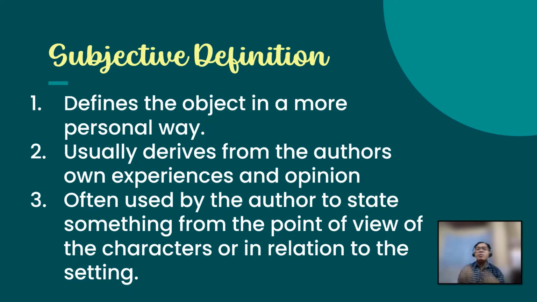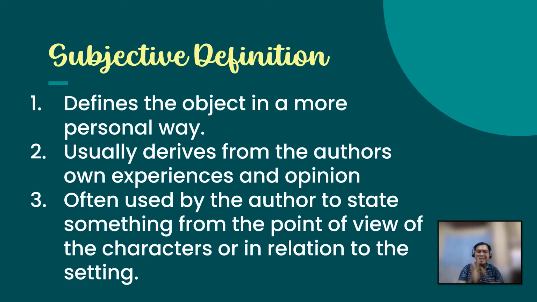Now, when we say subjective definition, we're referring to defining the object in a more personal way. So when we say defining it in a more personal way, we are referring to the perspective of a person on how he or she will define a certain thing. Number two, it usually derives from the author's own experiences and opinion. Here, we will base it on how the author's perspective defines the terms or terminologies.